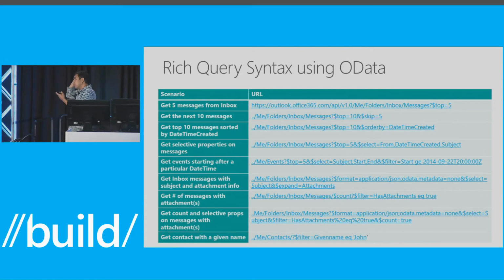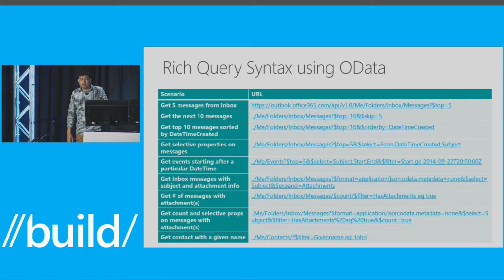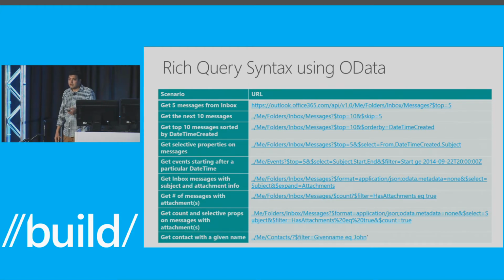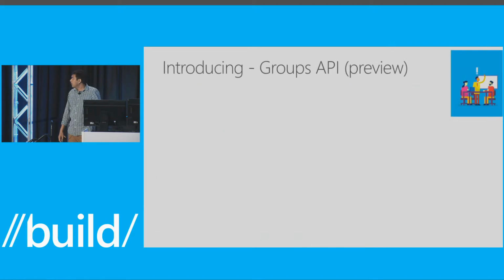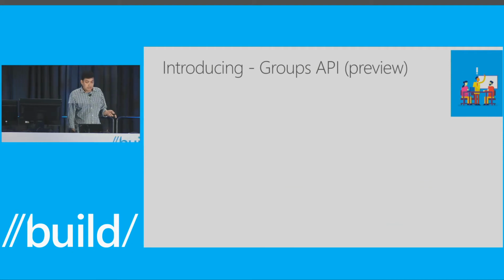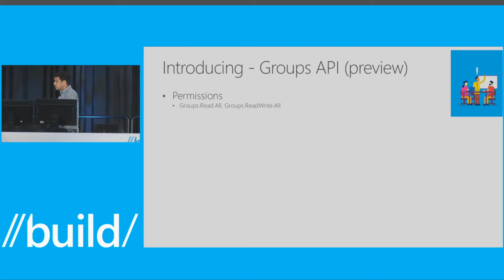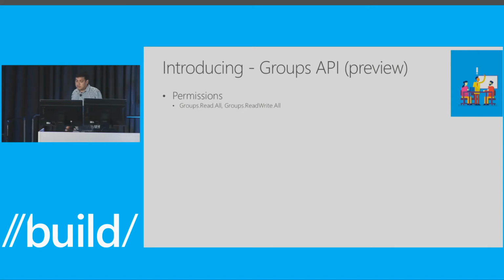I have put a list of some of the queries that we have run here. If later you go to the PowerPoint deck, then hopefully it can be useful for you to create these. Now, one of the announcements that we did at Build, both at the keynote and there was a session yesterday, is the introduction of the Groups API. These are Office 365 groups which are available today. Again, there are two permissions here, read and read write.